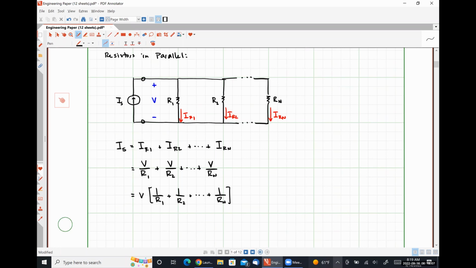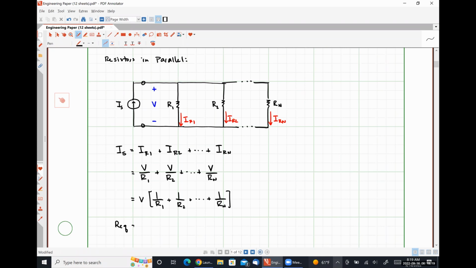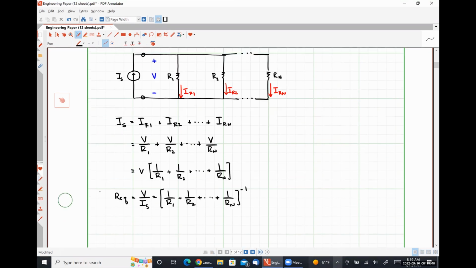Now I can figure out what the equivalent resistance is that is connected to my current source. Again, using the exact same thing we did just a moment ago, the equivalent resistance in this case is going to be V divided by IS, which is going to look like 1 over R1 plus 1 over R2 plus 1 over R sub n, and then we take the reciprocal of that sum. So I'm raising it to the -1 power.